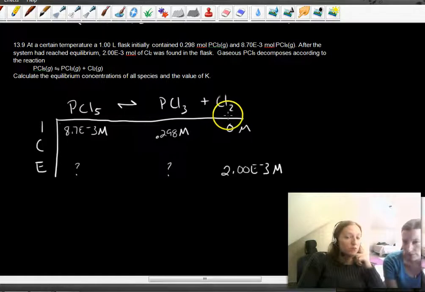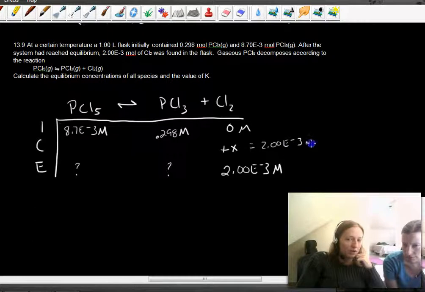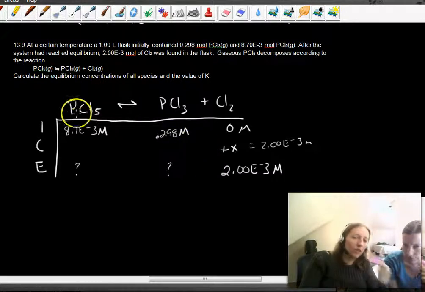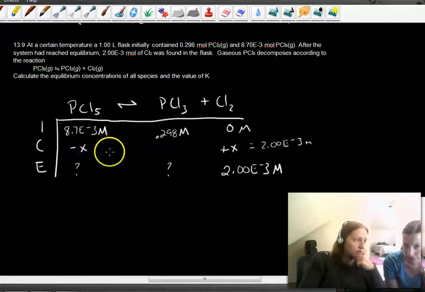How much decomposed? This much. Not much. So it's 0 plus some amount, and you end up with this. Well, it turns out that X is equal to 2.00 e to the negative 3 molar. It shifted right, so we lost some of this. How much did we lose? X. So the change is minus x.